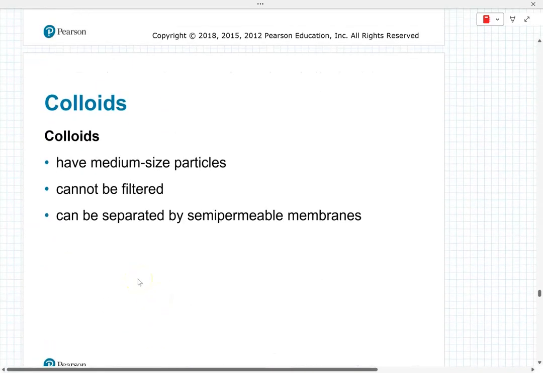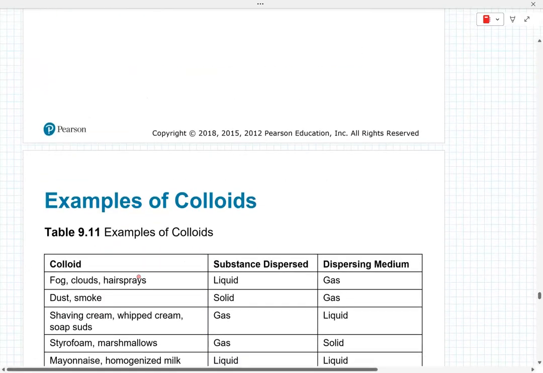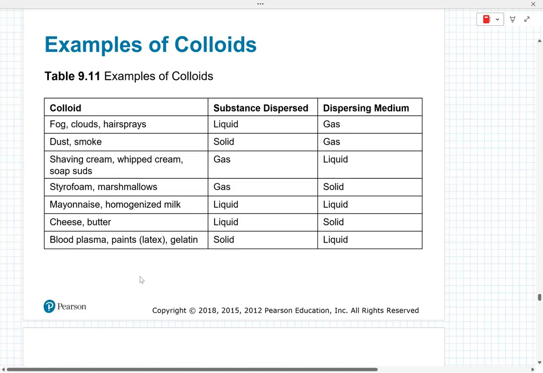Now, colloids, medium-sized particles, cannot be filtered, so they will still go through a typical filter paper, but you can use semi-permeable membranes to separate these colloids from the rest of the solution. Okay? Does that make sense? So those are various examples of colloids. Okay?